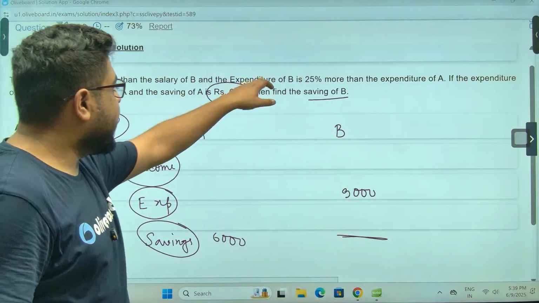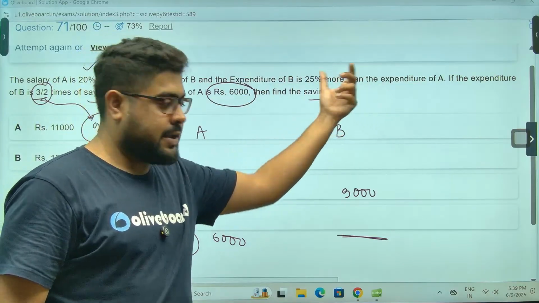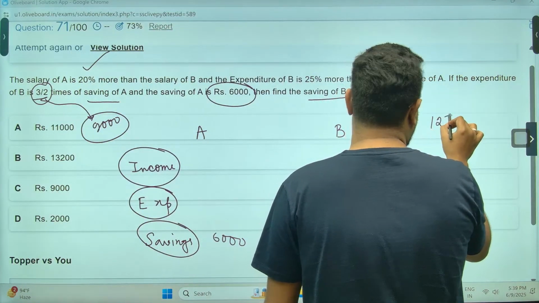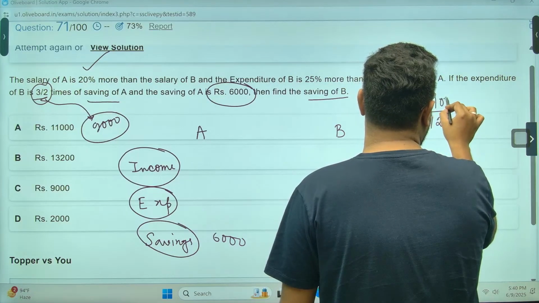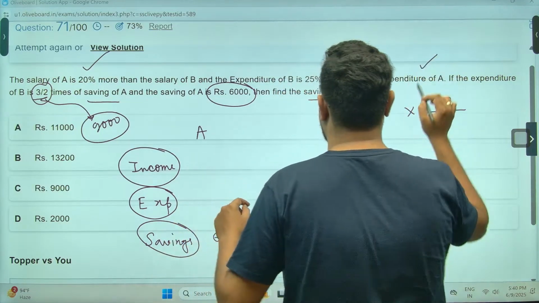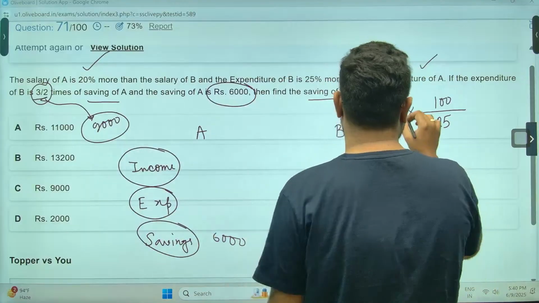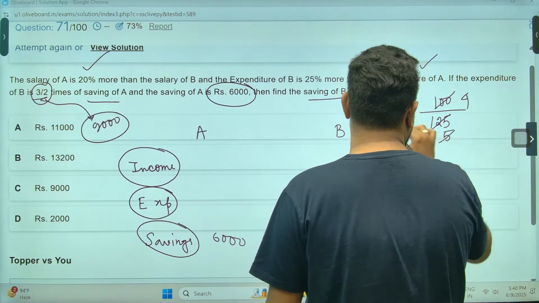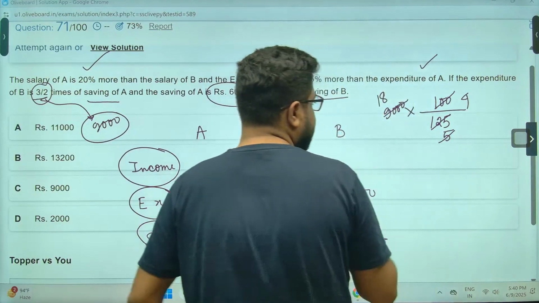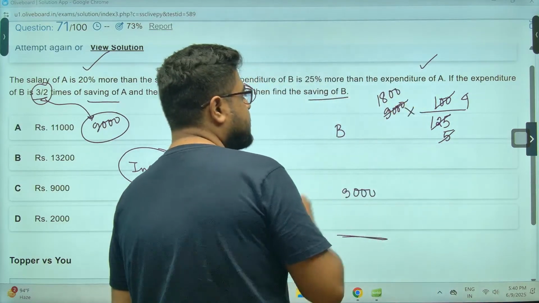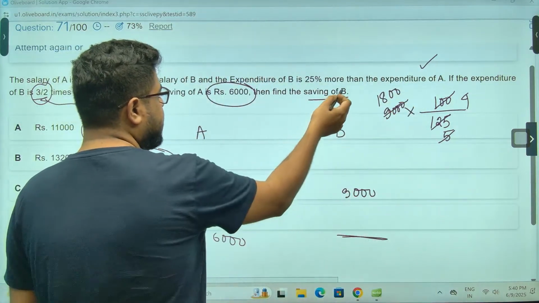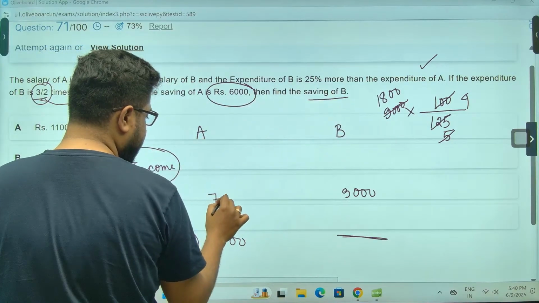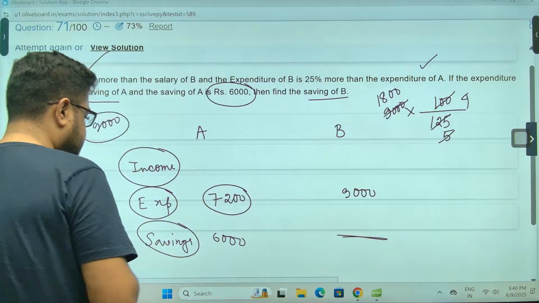Expenditure of B is 25% more, which means 125%, where A is 100% of the expenditure of A. So expenditure of B, I know, is 9,000. So this is 4, this is 5. 5 times 18 is 90, right? So 1800 per part, so that is 7,200, sir. 7,200 is the expenditure of A. I don't need this, do I?